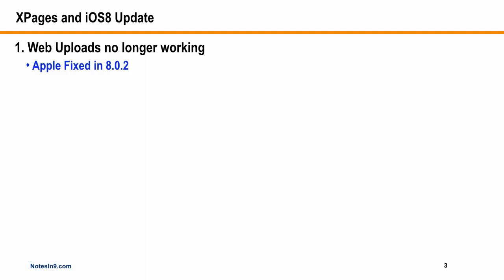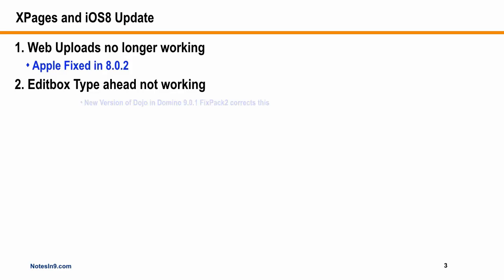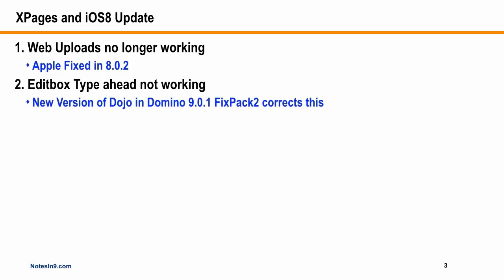and 10 minutes later. Second, the edit box type ahead is not working, and you could do a type ahead, and the things would drop down, and you could kind of select it, but it wouldn't do anything. So that was kind of a bummer. But that was fixed in Domino 901 Fix Pack 2.